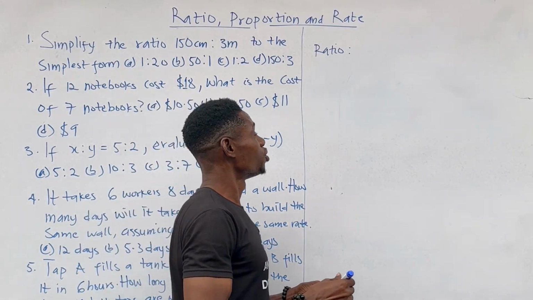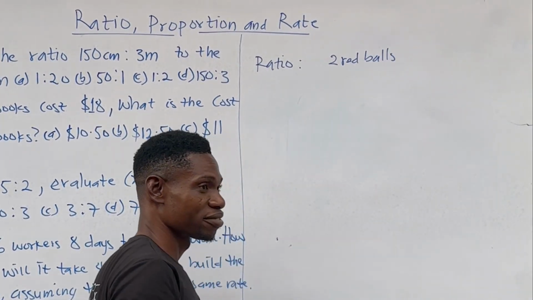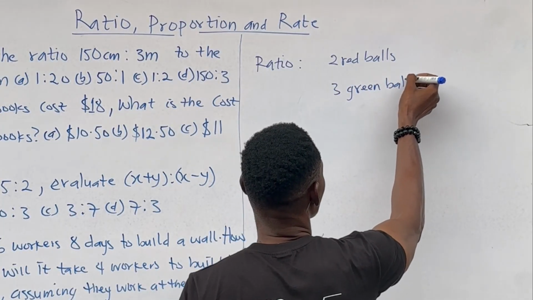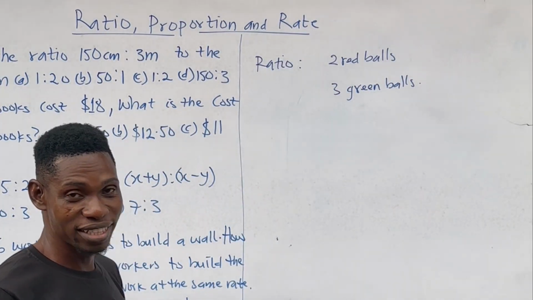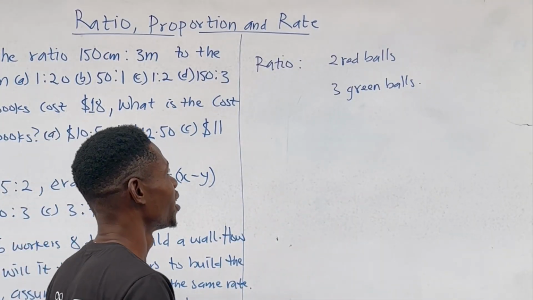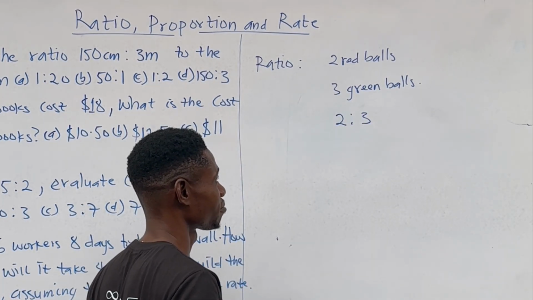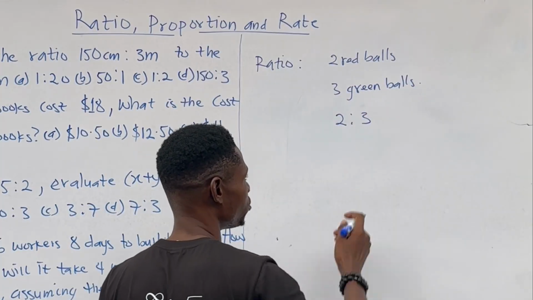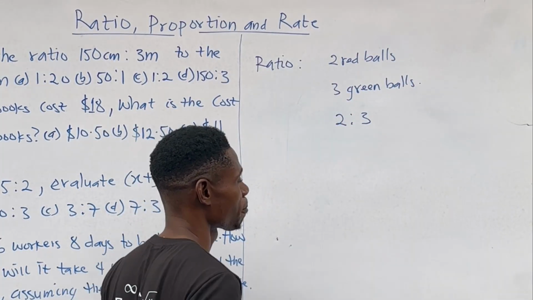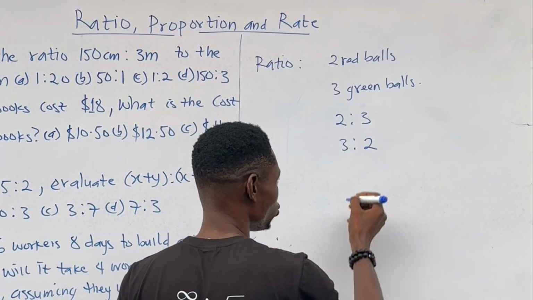For example, let's say you have 2 red balls. I have 3 green balls. We have balls, right? Now, the ratio of your balls to my balls will be 2:3. Your balls 2, my balls 3. So the ratio of your balls to my balls is 2:3. And the ratio of my balls to your balls is 3:2.